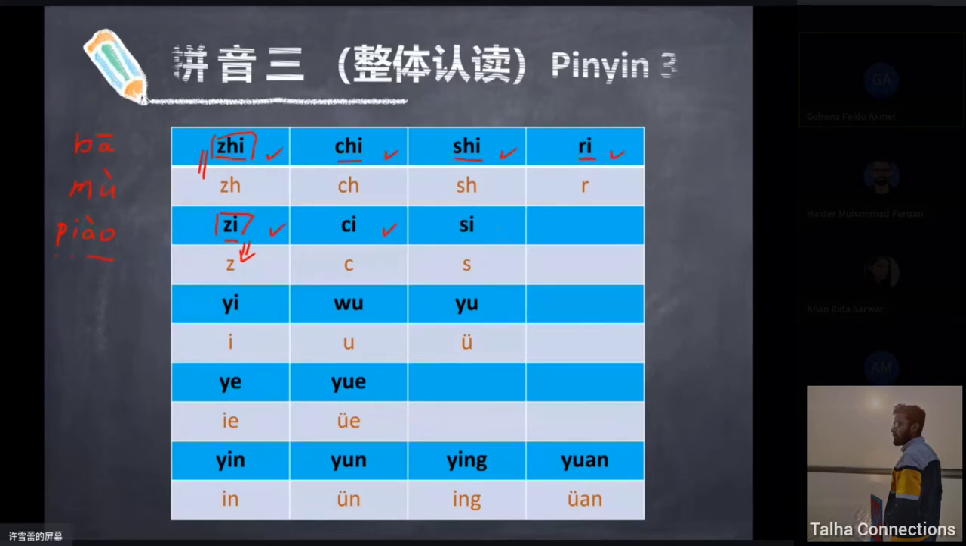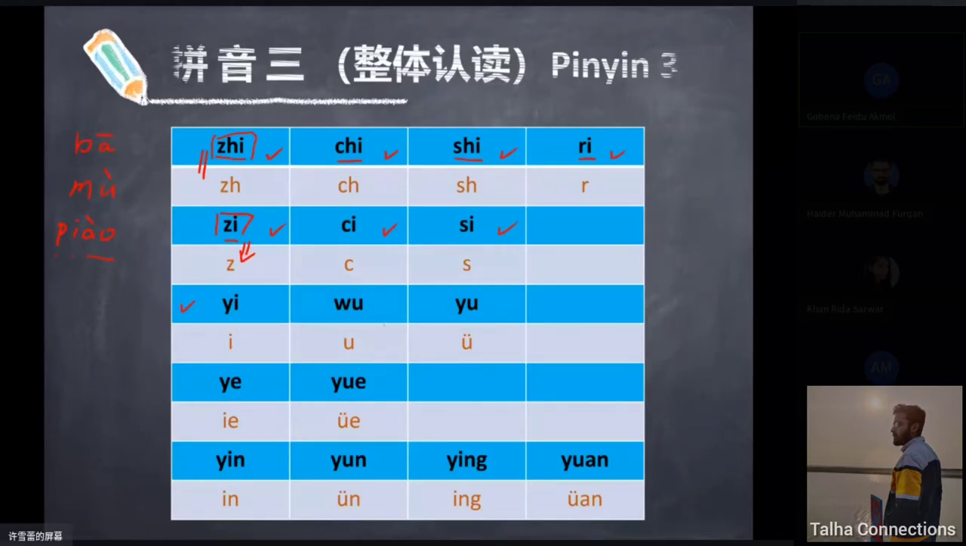S, s. Yeah, that is the way we read these seven syllables. Again, follow me, z, ch, sh, z, s, s. Okay, easy, right? Now, let's turn to this group.